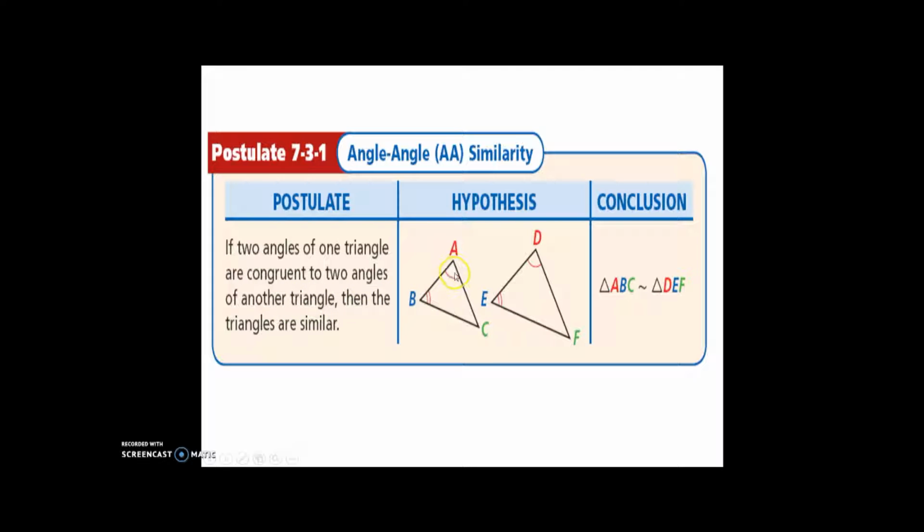Two angles of one triangle, we have angle A and angle B, are congruent to angle D and angle E. Notice they have the same number of grooves. Angle A and D have one. Angle B and angle E have two grooves there. Therefore, they are congruent angles. And now that means that we have our result, our conclusion, that the two triangles are similar.